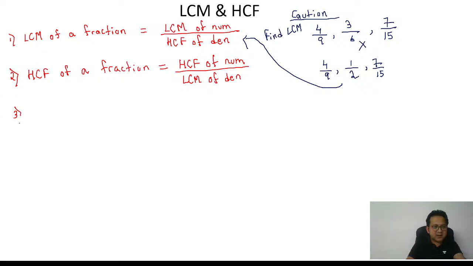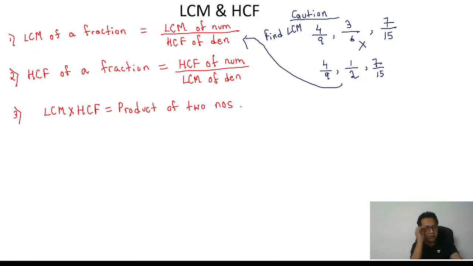What is the next relation? LCM into HCF is equal to the product of two numbers. That is the next relation that you need to remember. So these are the three things that you got to remember for your CAT 2022 exam: LCM of fraction, HCF of fraction, and LCM into HCF is the product of two numbers.